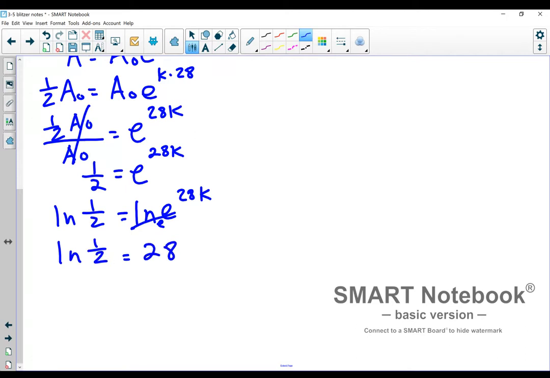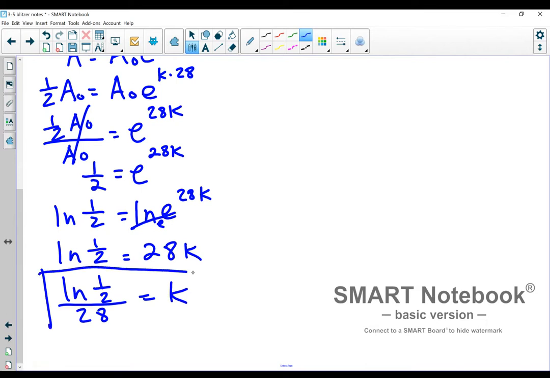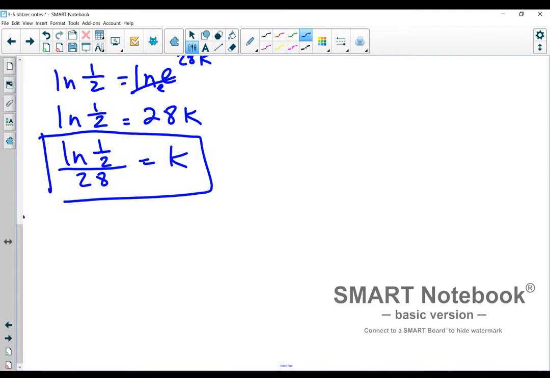So right now I have the natural log of 1/2 is 28k. Divide both sides by 28. This would be my calculator ready form. It is just fine like that. No need to simplify it. When I work all this out, this time I have negative 0.0248. I don't know why I kept 3 places on this. I just did. And it makes sense it's negative because we're talking about how this is decaying. After 28 years, I have half the amount left. So it's decaying, it's reducing.